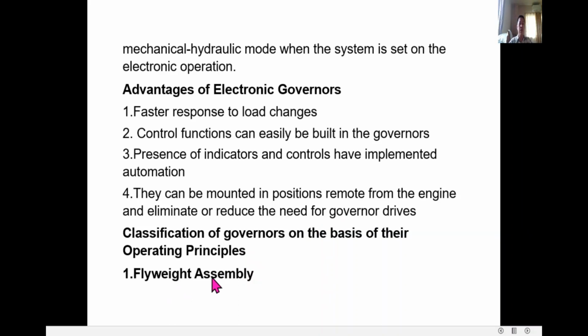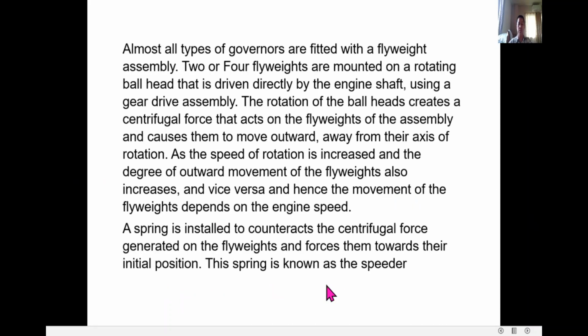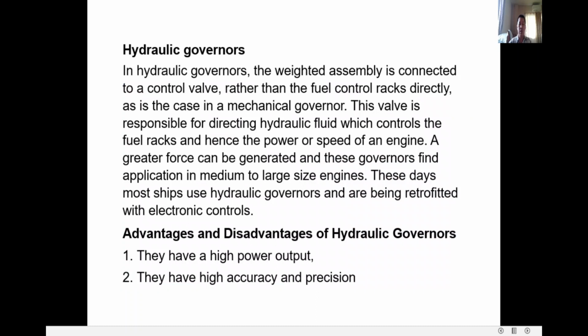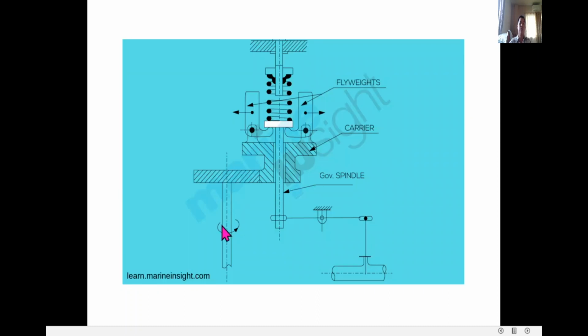So we have the classification of governors on the basis of their operating principles. We have a flyweight assembly. Almost all types of governors are fitted with a flyweight assembly. Two or four flyweights are mounted on a rotating ball head that is driven directly by the engine shaft. As I show here, this is the drive of this governor spindle.